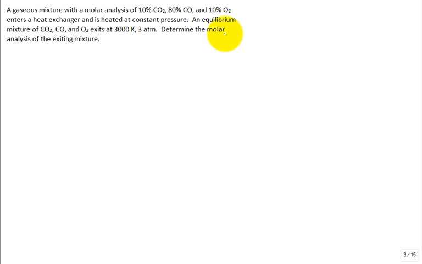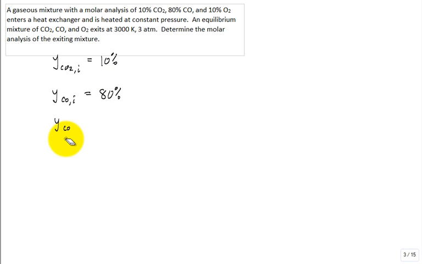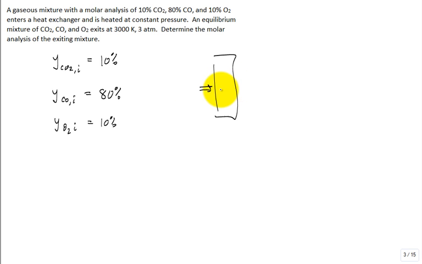A gaseous mixture with a molar analysis of carbon dioxide, CO2, 10%, carbon monoxide, CO, 80%, and oxygen, O2, 10%, comes into a heat exchanger, and then it goes out of that heat exchanger.